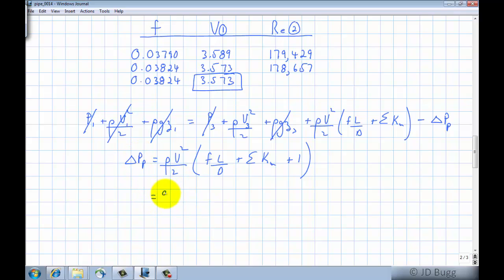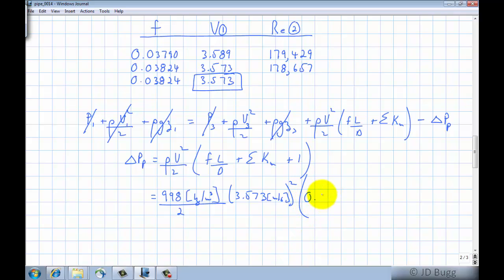So we'll put these numbers in, 998 kilograms per meter cubed, divided by 2, velocity 3.573 meters per second, and that's squared.